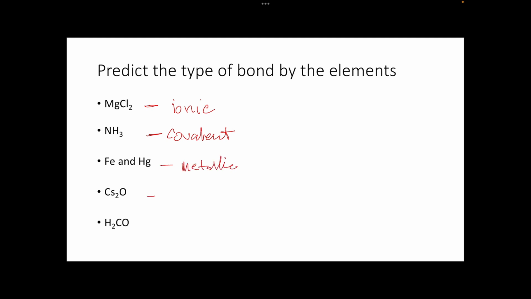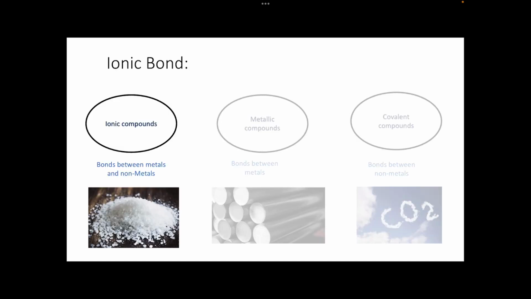All right, next one, cesium and oxygen. If you remember, cesium is all the way over in group 1, so it's a metal, and oxygen is a nonmetal, so this is once again going to be ionic. It'll be one of those we're talking about this unit. And the next one, hydrogen, carbon, and oxygen. If we look at all 3 of those, they are nonmetals, so this will also be covalent. Okay, so let's go ahead and specifically now talk about ionic bonds, so bonds between metals and nonmetals.